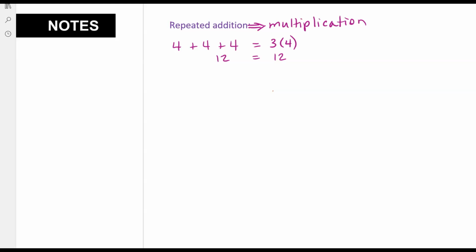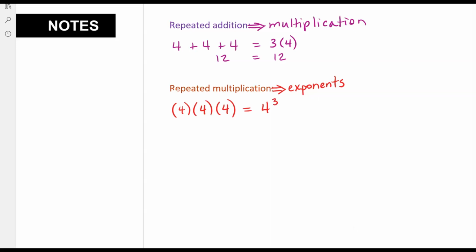Now let's take that idea to understand exponents. If instead of repeated addition, I have repeated multiplication, I can rewrite that as exponents. So I'll just use the number 4 again, but this time I'm going to be multiplying. 4 times 4 times 4. I can rewrite that as 4 raised to the third power.